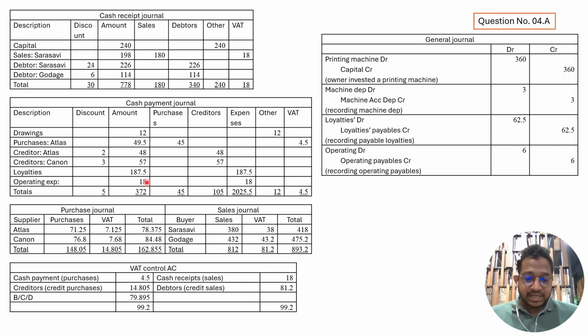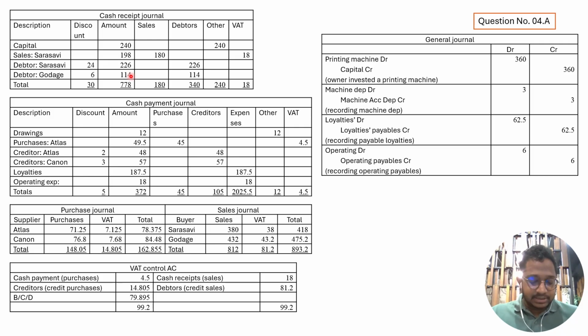So for Sarasavi cash sales, 100 sets into 2,000. The gross amount is 200,000. From that, you have to exclude the trade discount 10%. So 180,000, right? So your cash sales before VAT is 180,000, and to that 18% VAT you should add it, and the total amount is 198.